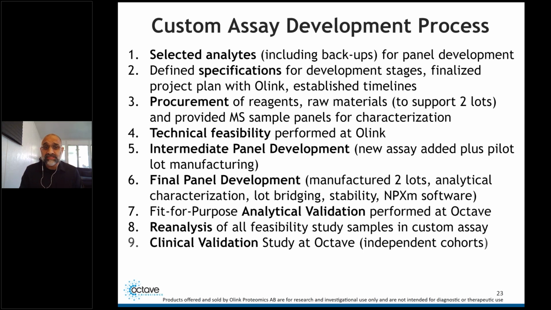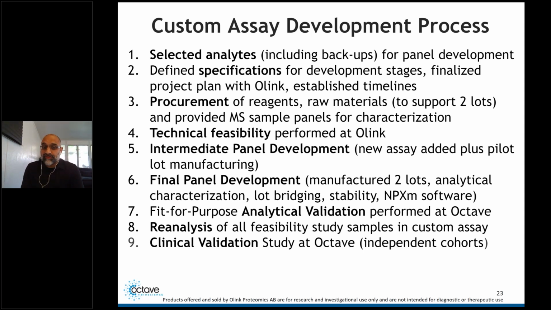We then did a technical feasibility process that was performed at Olink and reviewed by Octave. An intermediate panel development stage then occurred where we added a new assay and also performed a pilot lot manufacturing so we could look at a multiplexed pilot lot of these 21 analytes together. When that stage was completed, we went through with final panel development. We manufactured the 2 lots. Analytical characterization was performed by Olink. Lot bridging was also investigated to maximize the equivalency. Stability studies were performed in order to look at stability of both reagents and samples, and we optimized the NPX Manager software for the application of our assay.